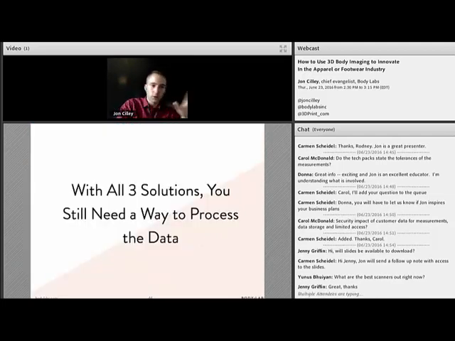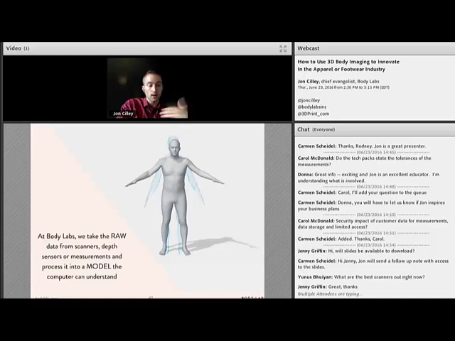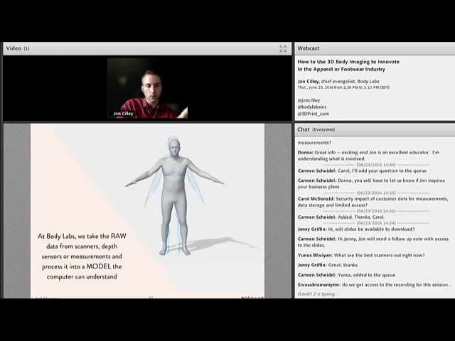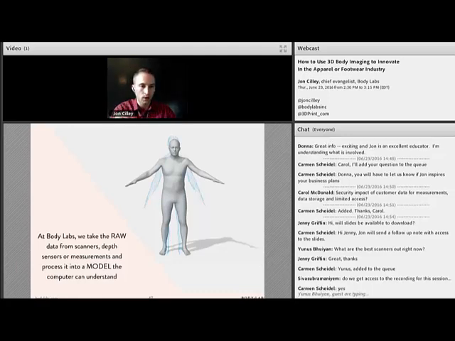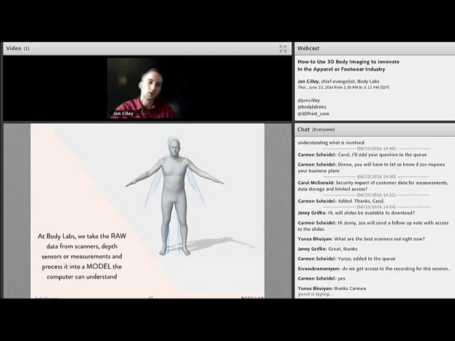So with all three solutions, you still need a way to process this data. So here at Body Labs, we take an approach where we can take that raw data, whether it's from scanners, whether it's from depth sensors, whether it's even basic measurements, and we can process it now into a model that the computer can understand. So in this specific example, if you look at this image, the blue dots in this image represent more or less the scan or the depth sensor.